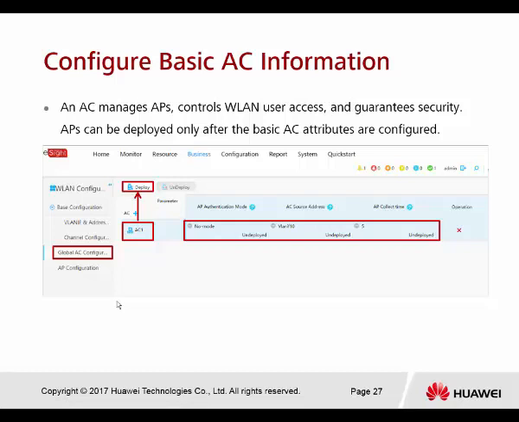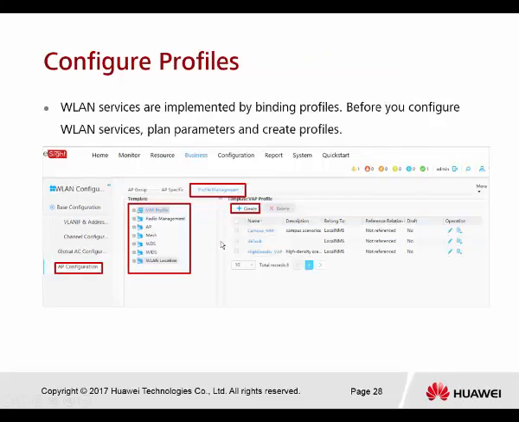The AP can be deployed only after the basic AC attributes are configured. So we have to configure and make sure the ACs go online. Then the next is to configure profiles. WLAN services are implemented by binding profiles. Before you configure the WLAN service, plan the parameters and create the profile.